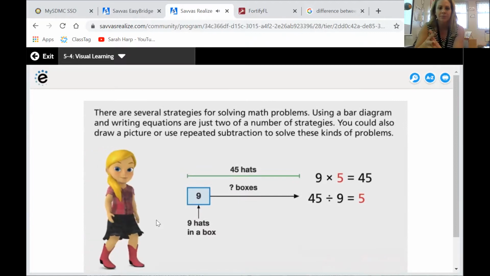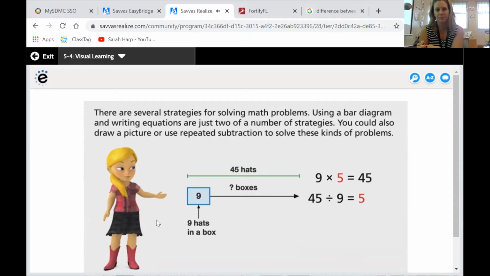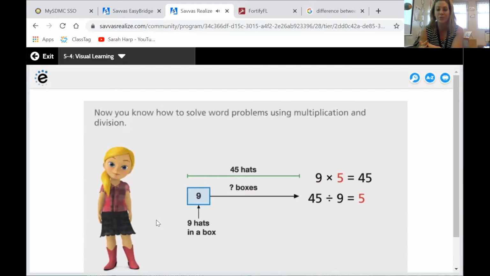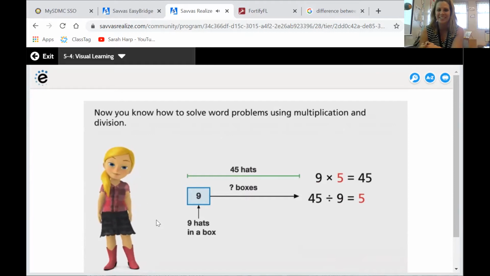There are several strategies for solving math problems. Using a bar diagram and writing equations are just 2 of a number of strategies. You could also draw a picture or use repeated subtraction to solve these kinds of problems. Okay, now you know how to solve word problems using multiplication and division.